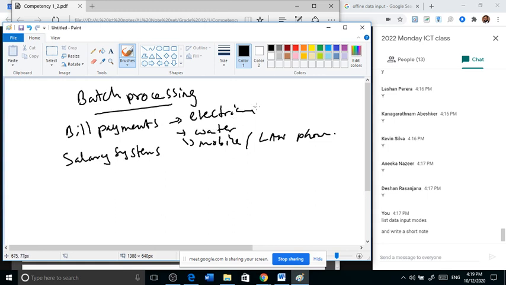Electricity, what happens? A certain time period. Or bank statements. If you take these things, it is a certain period of time that can be 30 days. Within this 30 days period what will happen? They are collecting all the data, collecting all the usage of the data.